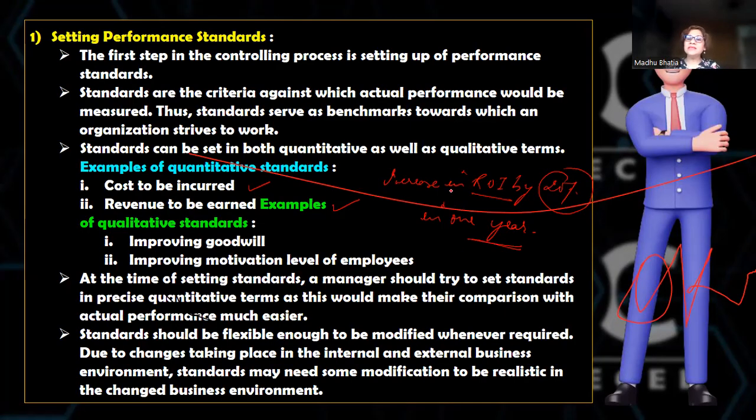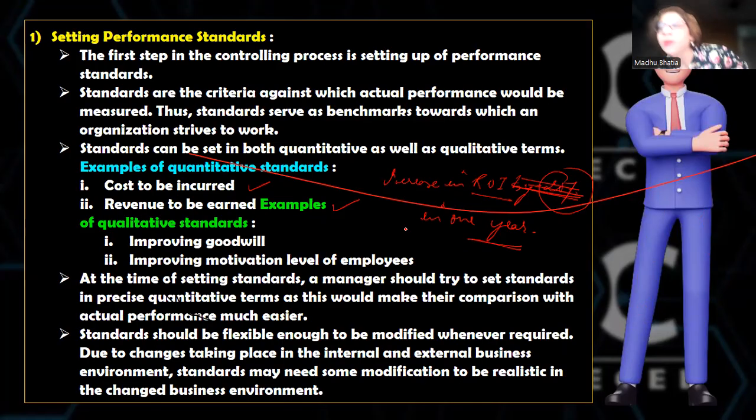Now, if I simply say increase in ROI, if I just leave it over here, increase in ROI in 1 year, and I remove this 20%, it will become a qualitative standard. And a qualitative standard is very difficult to check the actual performance against the planned performance, because qualitative standards may vary from person to person.